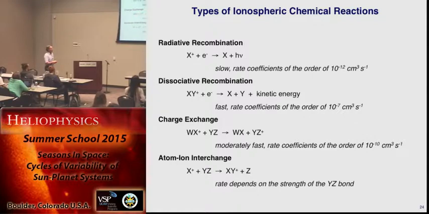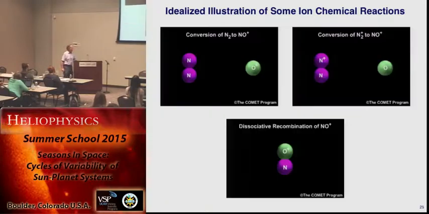You take an ion, it meets a neutral, and they do a little do-si-do and switch the electrons around. Then there's atom-ion interchange, which is a lot like that, but when you do atom-ion interchange, you pry something off of the neutral or the ion, break a bond, and now the ionization is on a new species. And because this reaction has to break a bond, the rate at which it goes depends on how strong that bond is and a bunch of other quantum stuff. And so these are sort of fun.